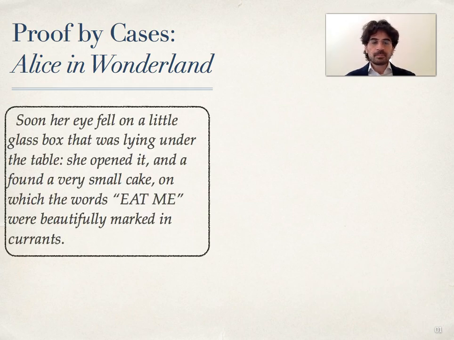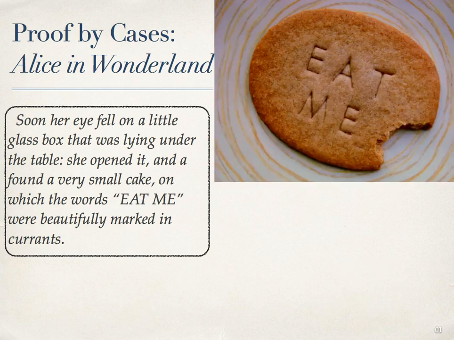At some point we read, soon her eye, Alice's eye, fell on a little glass box that was lying under the table. She opened it and found a very small cake on which the words "Eat me" were beautifully marked in currants. And Alice at this point reasons in the following way, and she's going through a proof by cases.